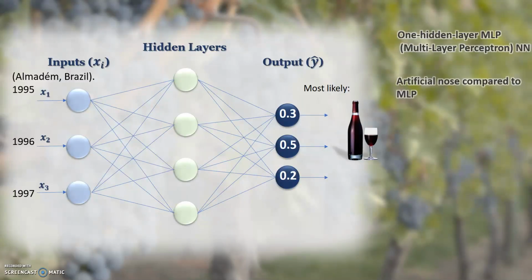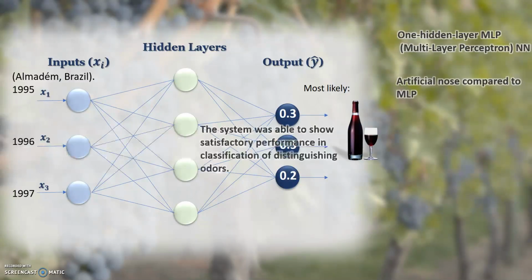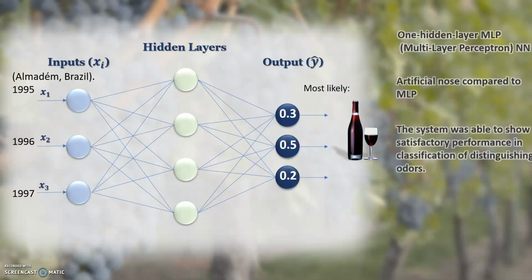What determines the number of hidden nodes? Well, different numbers of nodes should be experimented with. The more hidden nodes you have, the more flexible your neural network becomes. But if you have too many, you begin to overfit the neural network.